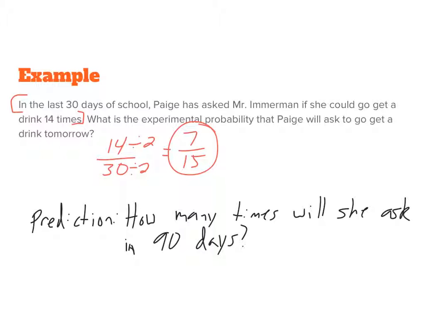The prediction, how many times will she ask in 90 days? So again, we take the probability that we just found and we multiply it by the 90 days that we're looking to predict. And if we take 7/15 times 90, we're going to get that she is going to ask 42 times in the next 90 days to go get a drink.